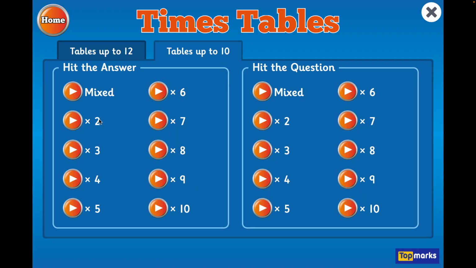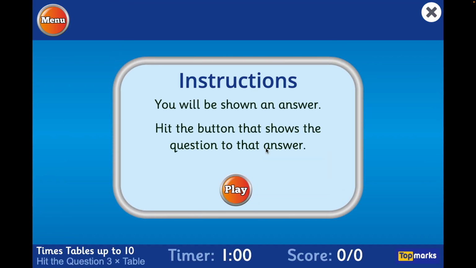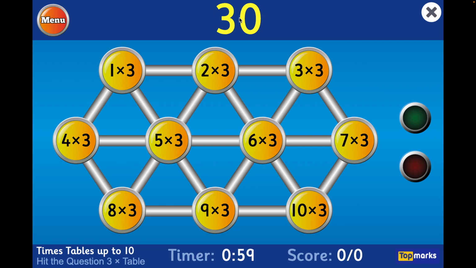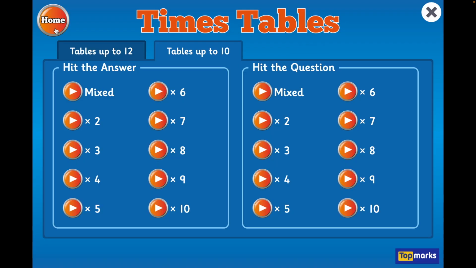So go back to the menu. You have different options here. On this right side, you can choose hit the question instead. So if we're clicking on 3, this time you will be shown an answer. Hit the button that shows the question to that answer. So here we have 30. Now we're looking for the expression that has a value of 30. So we know that's 10 times 3. 12, that is 4 times 3. 27, 9 times 3. So it's just another way for students to practice that multiplication. 24, oh, I know that's 8 times 3.